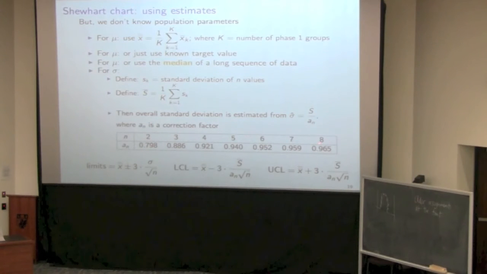Notice if the subgroup size is really large, your correction is fairly small. You make all those minor modifications. There's a table, so you can simply look it up, with no need to go through the derivation of those values. But the key result is that sigma is approximated by S bar over a_n. Now if we want to calculate the lower and upper control limits, we can say your target is at X bar, and we go up and down three standard deviations divided by root n. If sigma is approximated by S bar over a_n, we substitute that in for sigma, we still have the root n over there, and we've got our lower control limit.